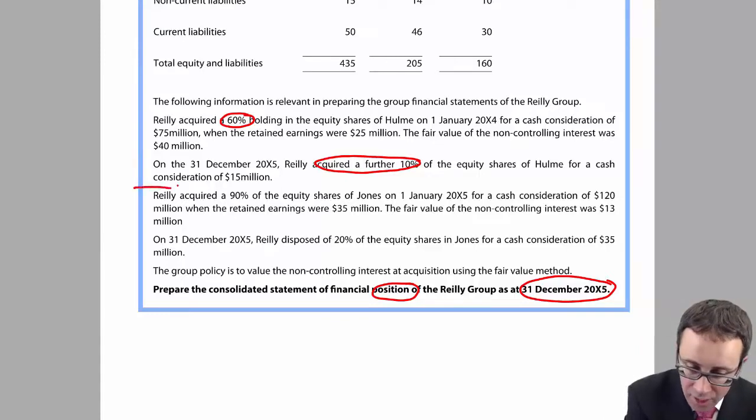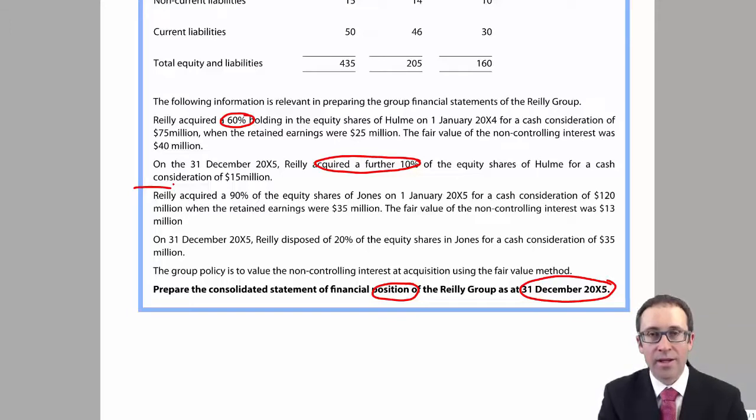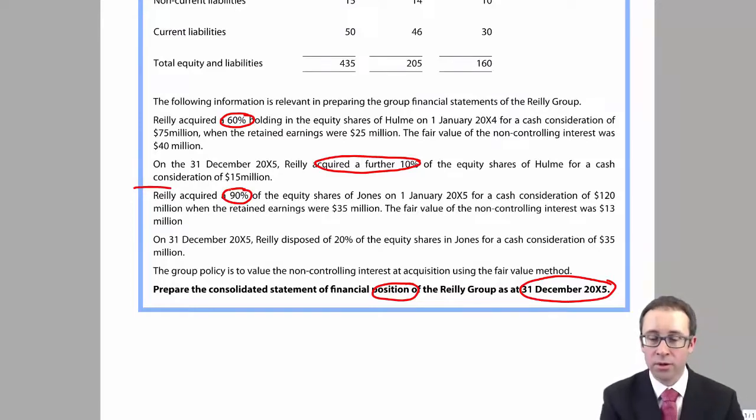So we can draw a line under that because those two bits are separate to the next two bits, whereby it tells us that Riley acquired 90% of the equity shareholding of Jones. So Jones is a subsidiary. That was at the start of the year. Again, it gives us information about the cash consideration, the retained earnings, and the fair value of the NCI.